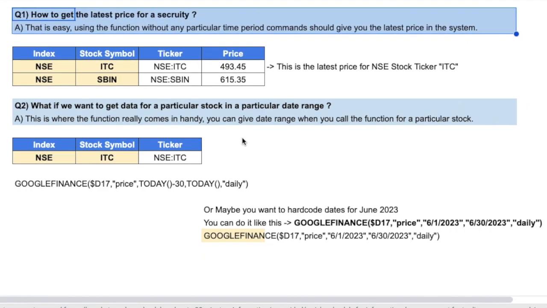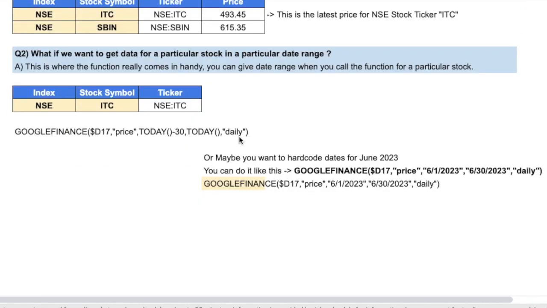But this is just for the latest price. What if you want to get data for a particular stock in a particular date range? This is where this function comes in really handy. You can actually get historical price information as well. If I'm sitting at a particular day and I want the price of all the 10 days prior to this date, I can certainly get that. I just have to use a Google Finance function here, add the ticker, D17 is the ticker, price, today minus 30, so the today function will take the date of today, that is in the browser itself, and today minus 30 will be 30 days prior, and I want it on a daily interval.